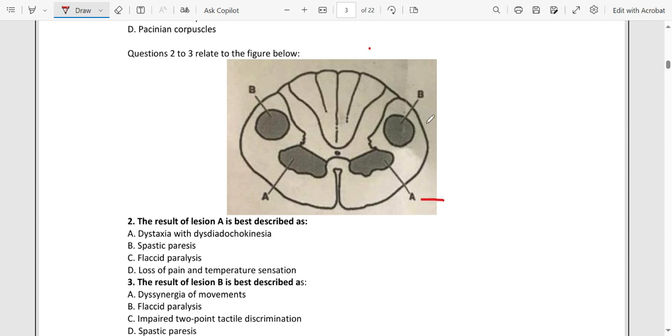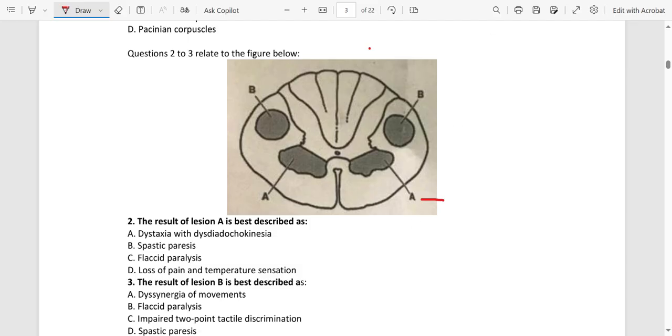Now B is representing a tract that goes from the brain to the spinal cord, which we call the corticospinal tract. Cortical represents where it's coming from, spinal where it's going. So every time they ask you to identify whether a tract is ascending or descending, you just look at the name. If it's ending in spinal, it means that you are going to the spinal cord, so you are descending. Because this tract comes from up going downwards, it is going to be a descending tract.